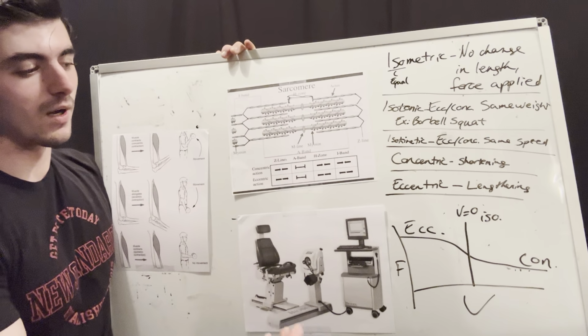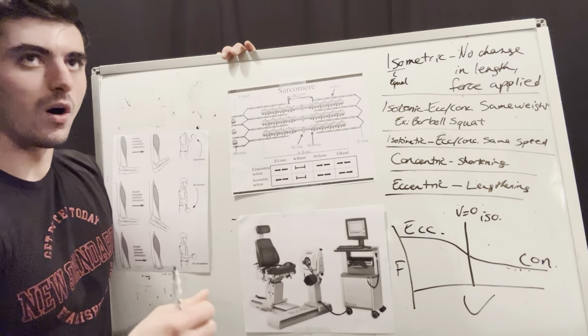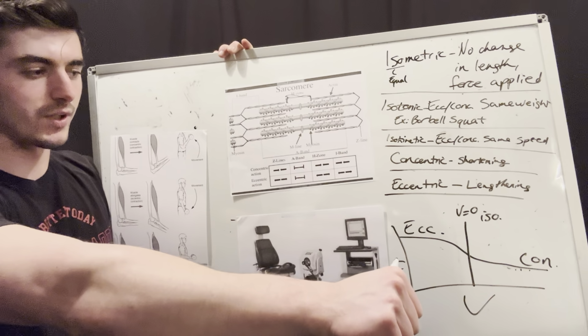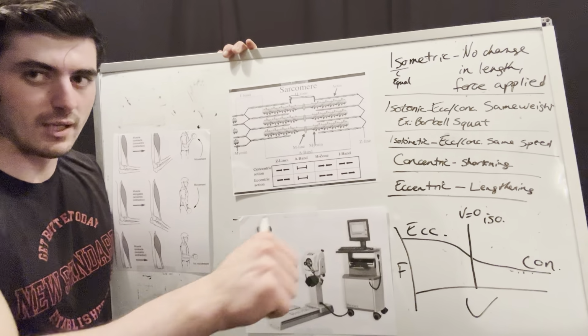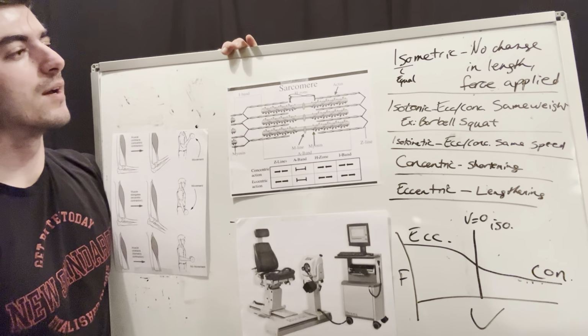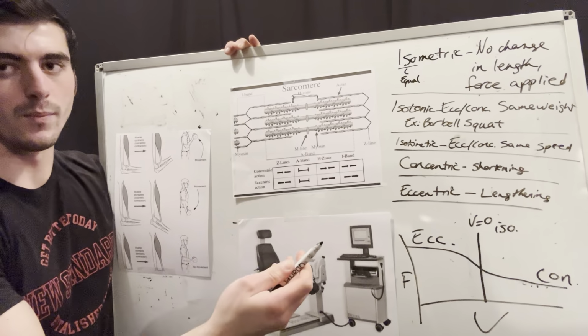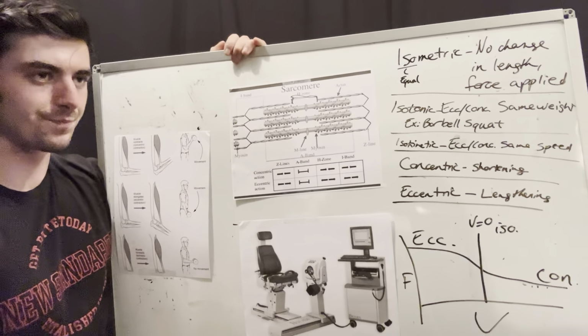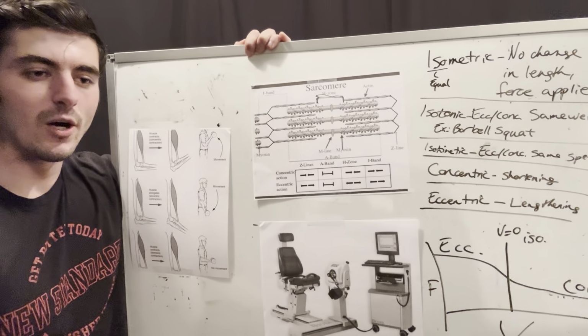So if we take that into perspective, when we're finishing off with a concentric contraction, our velocity is going to be increased, but our force output is going to be decreased, or less than what we can produce with an eccentric contraction. So I hope that helps.